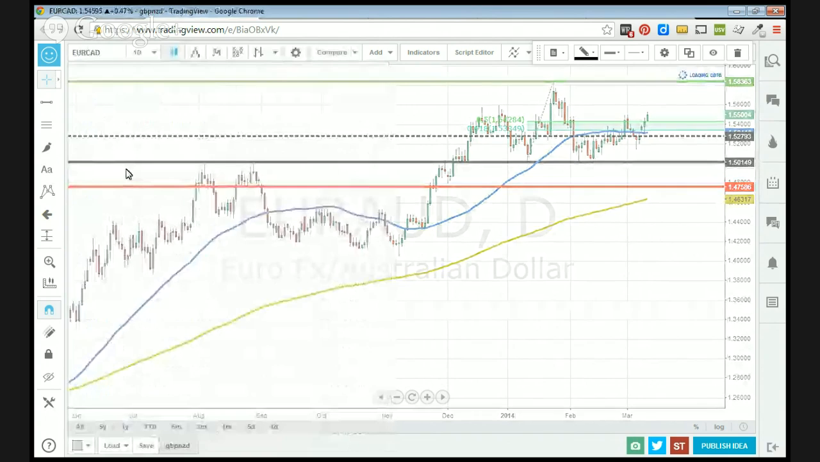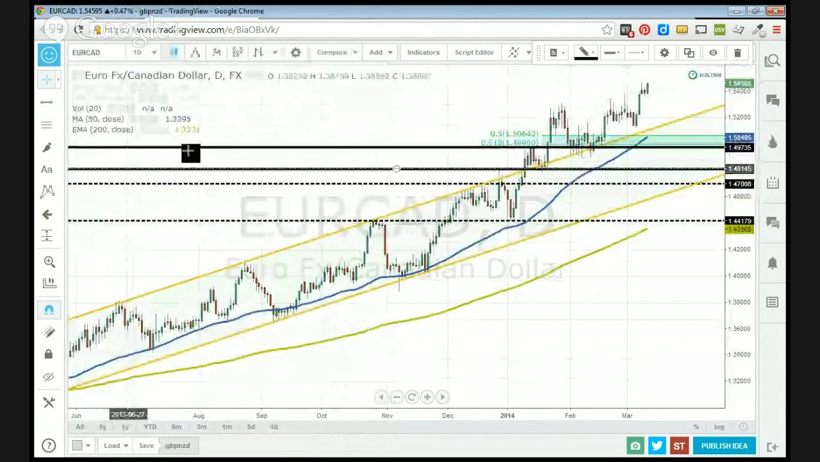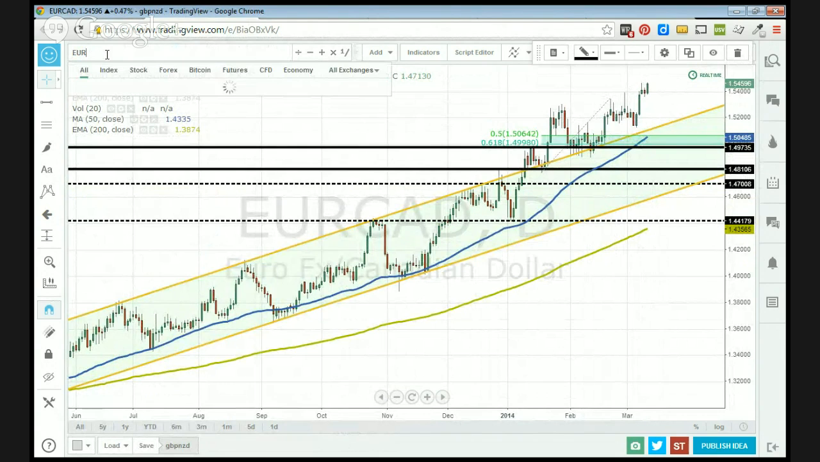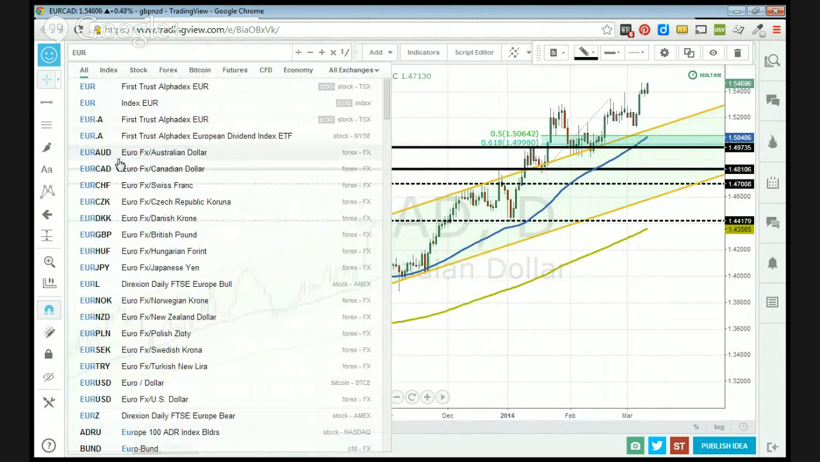Euro Canada, a little bit similar. Canadian dollar has been declining sharply, so now just waiting for a pullback. Saying that basically every day, but the situation remains what it is.